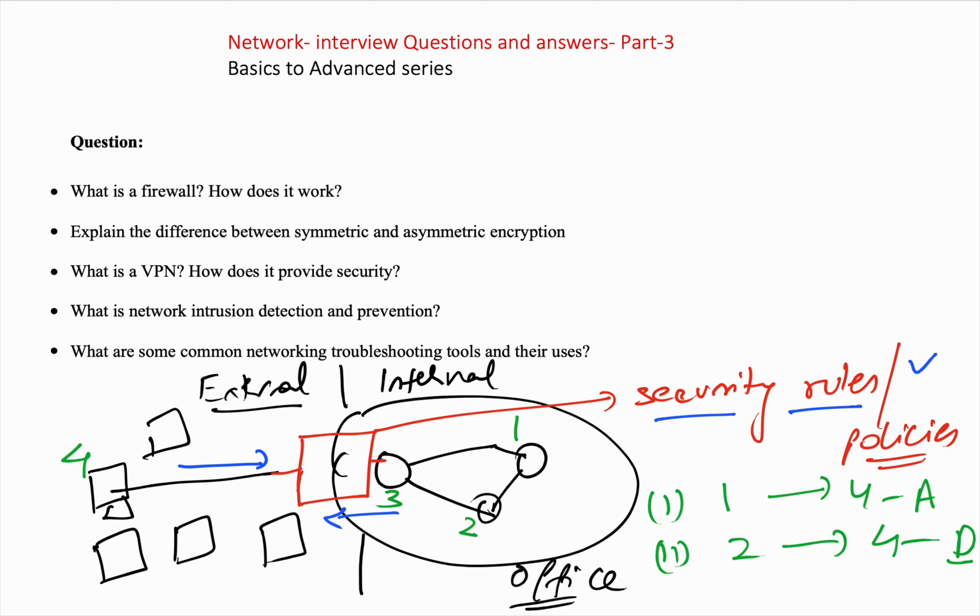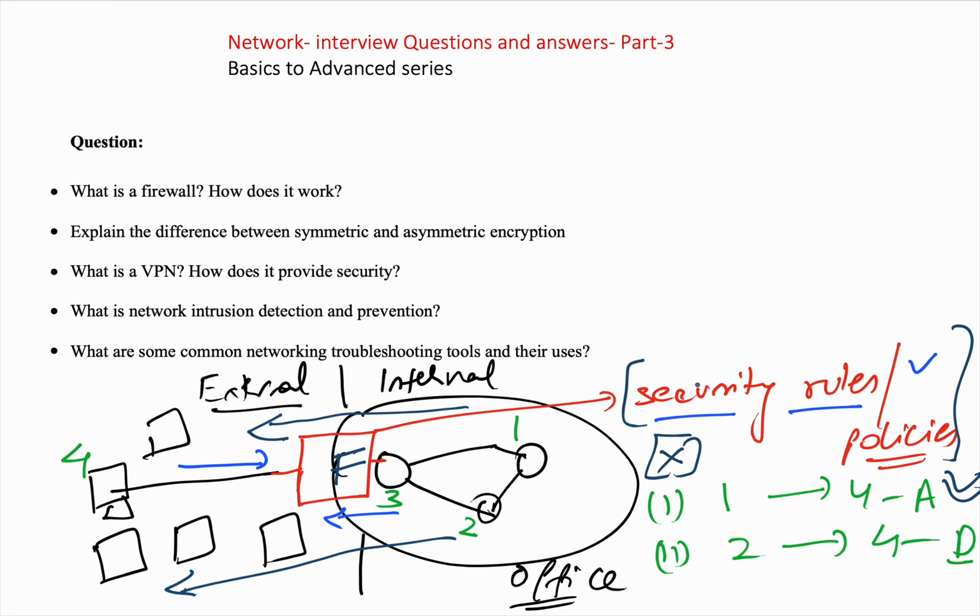Now there is a packet which is flowing from 1 to 4. It says it is allowed. So you compare it with the set of rules and policies and you let the packet flow across. Which device will let it? The firewall. Similarly, 2 also wants to send a packet from 2 to 4. But now it compares it against the policy and it says no, I can't allow it.